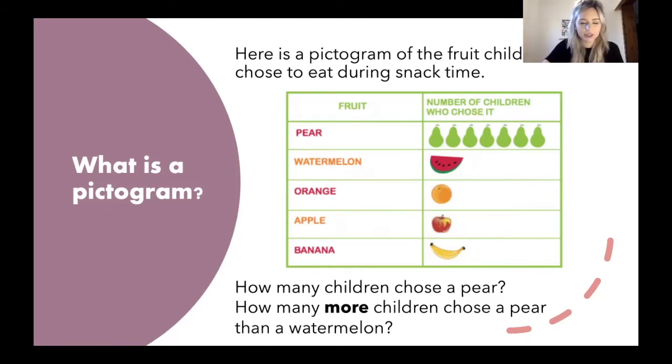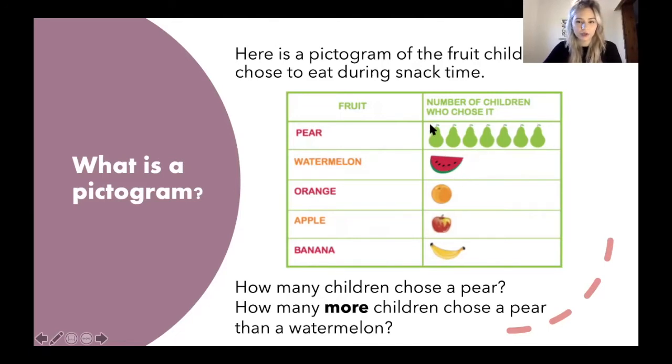The second question says, how many more children chose a pear than a watermelon? So it's asking us not how many children chose a pear or how many children chose a watermelon, but how many more children chose a pear than a watermelon. Now we know that one child chose a watermelon because there's one picture of a watermelon here. And we've already worked out that 7 children chose a pear.